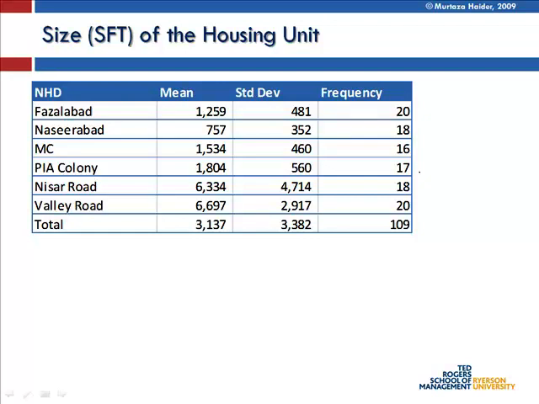levels from there. So what I have presented here is a table in which the average size of the housing unit is presented, and you would see that there's a great degree of variation. The average size of the housing unit in the high-income neighborhoods is over 6,000 square feet, and the average size in the low-income neighborhoods is around 1,000 square feet, and in the mid-income neighborhoods it varies between 1,500 to 1,800 square feet. And again, remember that the numbers I'm quoting are averages from the data set.